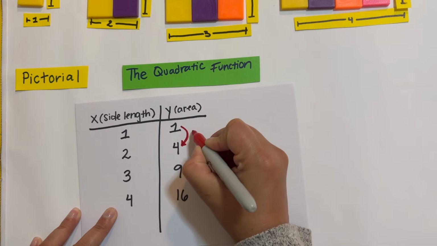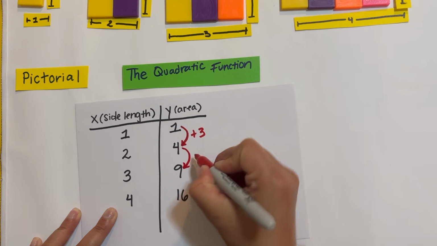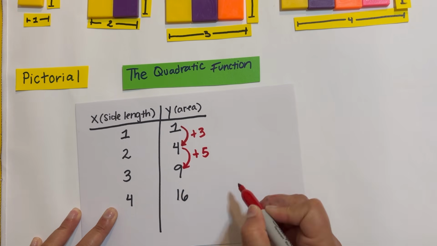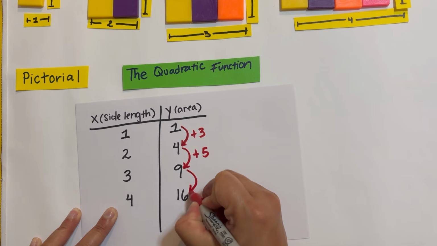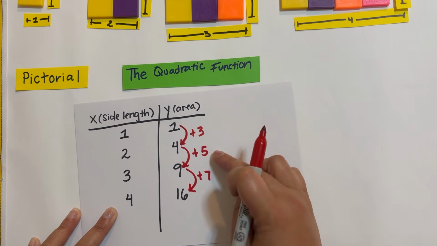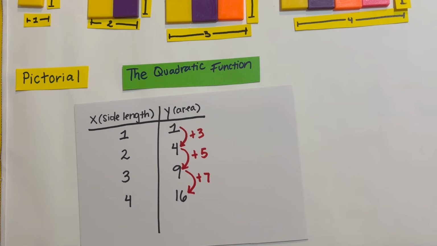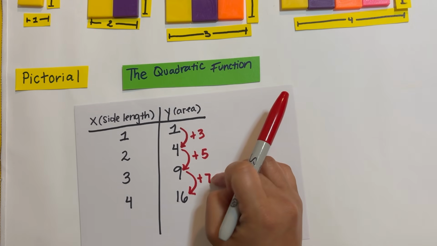From 1 to 4, we added 3 tiles. From 4 to 9, we added 5 tiles. From 9 to 16, we added 7 tiles. These are called changing differences. We can see how these numbers change as well.